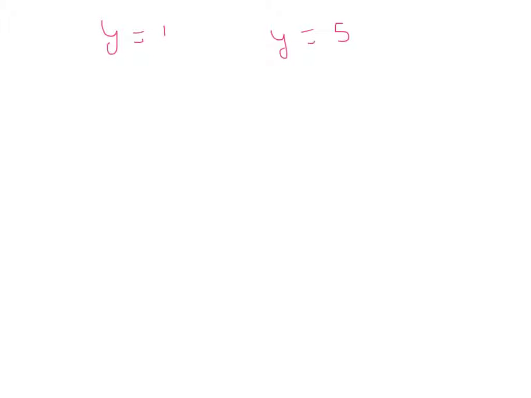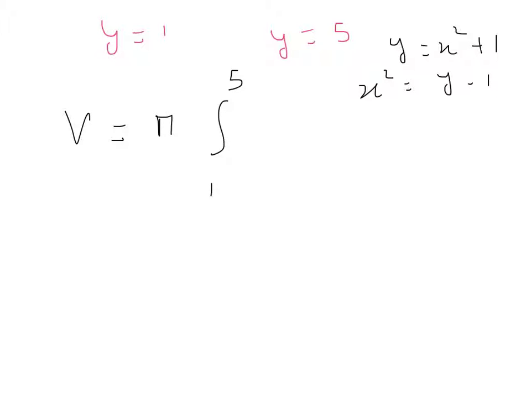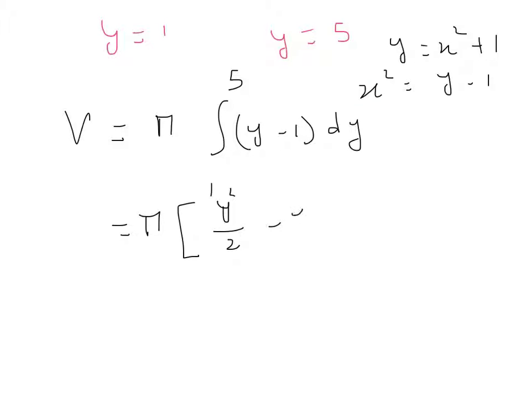So the volume that we are calculating is pi from 1 to 5, and having that y equals x squared plus 1, making x squared the subject, we will get x squared equals y minus 1. And that's what we'll be using to integrate. So here we'll have y minus 1 dy. As we normally integrate, we have y squared over 2 minus y from 1 to 5.